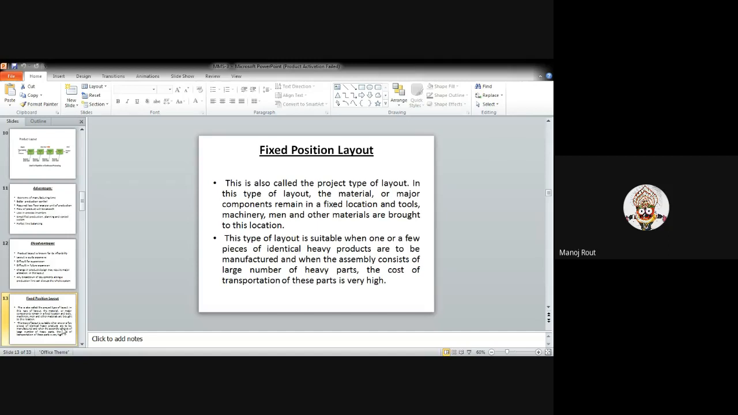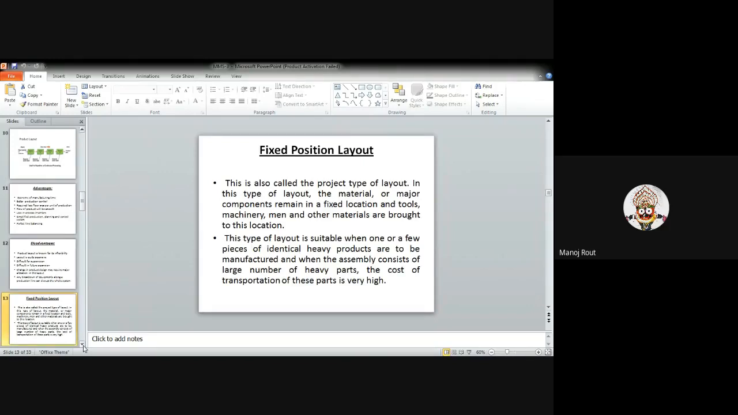Going to the next one, this is known as the fixed position layout, also called project type layout. Take the best example of bridge construction, in the case of railway bridges: the place is fixed, the material and major components remain in a fixed location, and tools, machinery, men and other material are brought to that location. This layout is suitable when one or a few pieces of identical heavy product are to be manufactured, and the assembly consists of a large number of heavy parts, though the cost of transportation of these parts is very high.